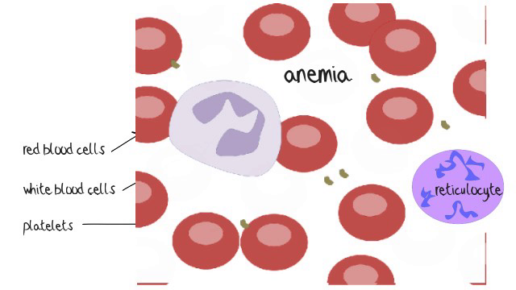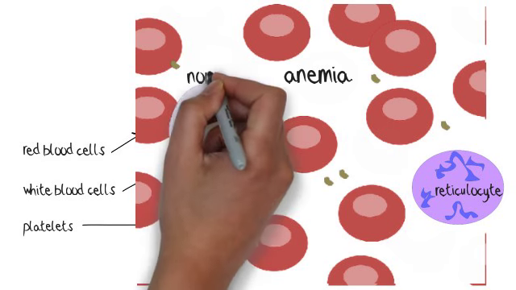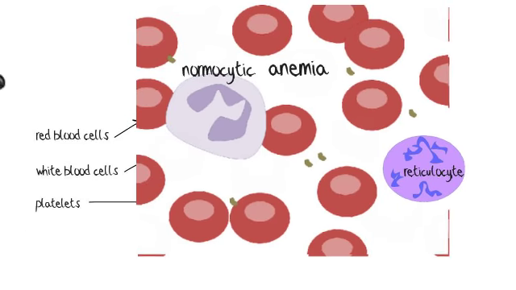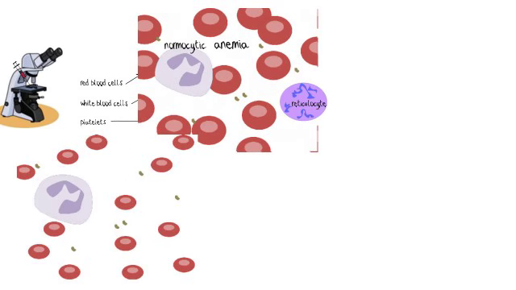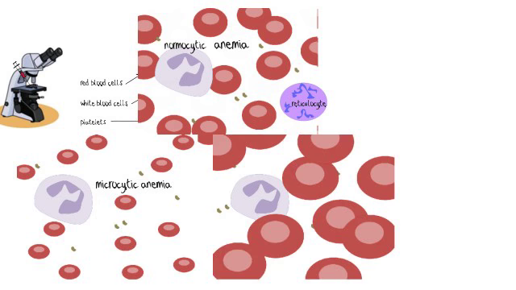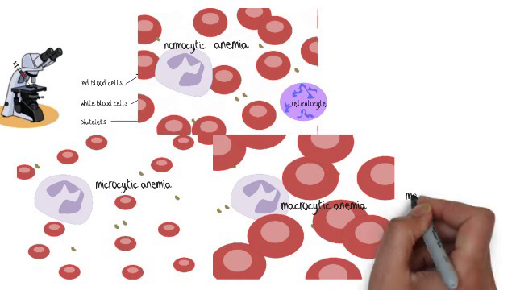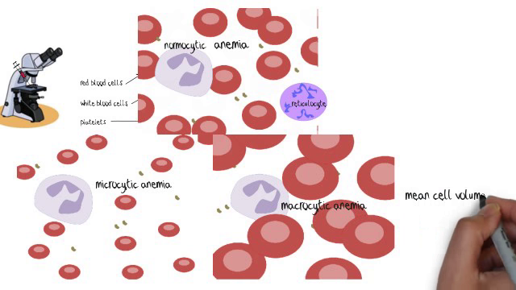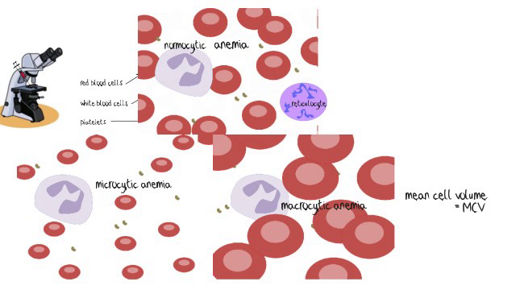Causes of anemia can also be distinguished by the size of red blood cells. In this image, let's say the red blood cells are normal sized, in which case it'd be called normocytic anemia. If the red cells are smaller than usual, it'd be microcytic anemia, and if the red cells are larger, it'd be macrocytic. Red blood cell size is reported on blood tests as mean cell volume, or MCV.